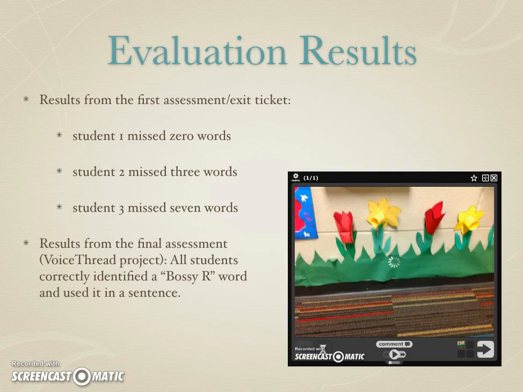I noticed that most of them had a lot of trouble with the 2-syllable Bossy R words. So the next time that I do this lesson, I'll definitely focus a little bit more heavily on that. They seem to get the easier 1-syllable words. And then, of course, I also evaluated as we were doing the flip chart, just kind of on the spot, glancing around the room and seeing whether they understood what they were doing. And when they came to the board to participate in the flip chart, whenever it was their turn, I was able to see if they were getting the correct answers as well.